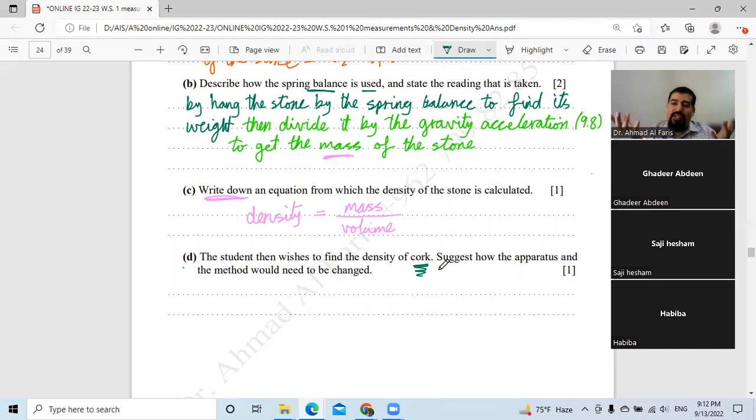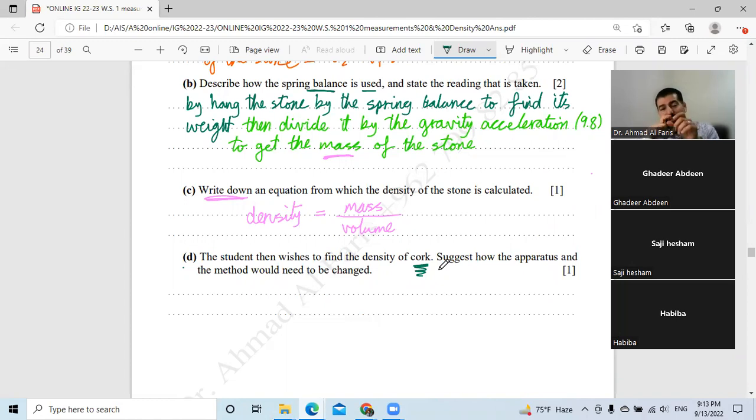This cork actually has low density. It can float over the water surface. So I can't use this technique to find its density. So what do I need to do? I need to tie it with something, make it sink inside the water. So the water will rise by the volume of both the sinker and the cork.